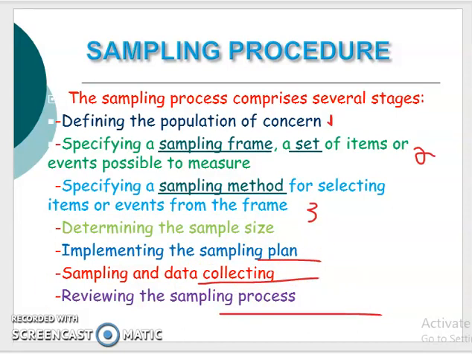Once again, defining the problem of concern. The second is to set the items or events possible to measure. The third is a sampling method. Then the fourth is the sample size. The fifth is implementing the action. Then the sixth, sampling and data collection. And the last one is reviewing the sampling process.